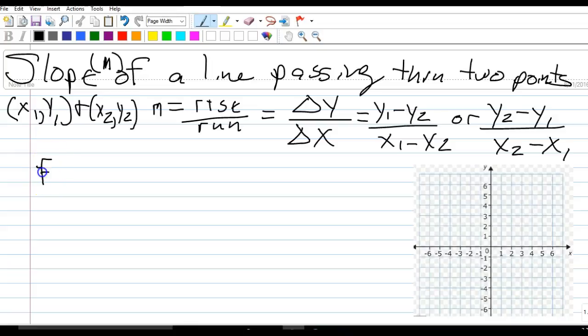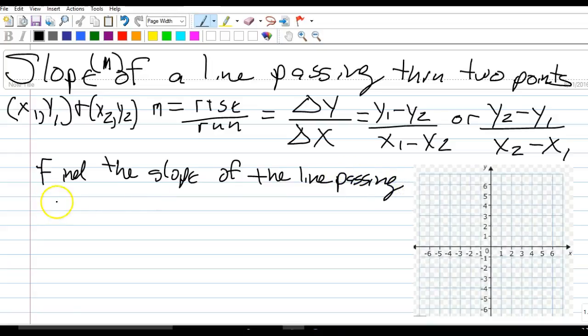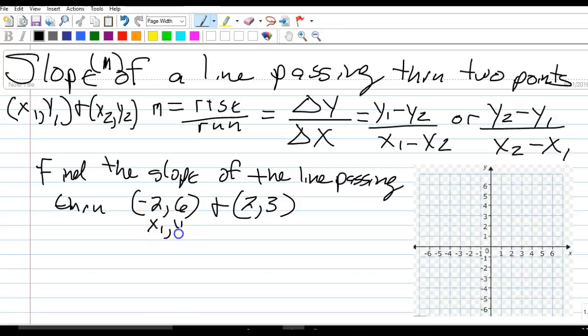Suppose we want to find the slope of the line passing through the following 2 points. Let's say negative 2, 6 and 2, 3. Now, generally what I do is I designate one of these ordered pairs to be x sub 1, y sub 1. So I write that underneath the first ordered pair. And likewise, under the second ordered pair, I'm going to write x sub 2, y sub 2.